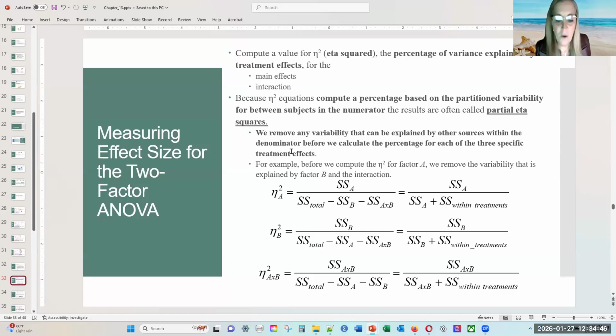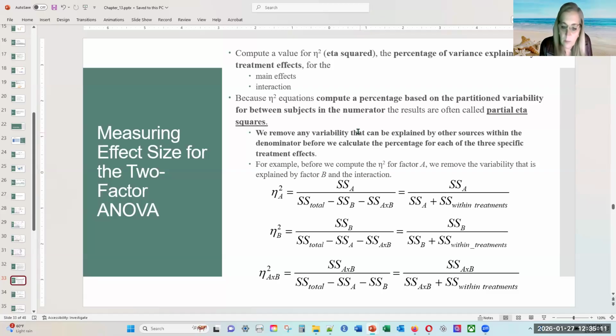All right. I know you probably thought maybe we'd get away with not having to look at effect size for factorial ANOVA, but if that's what you thought, that is not correct. So we also compute eta squared for factorial ANOVA, and that's the percentage of variance explained by the treatment effects. And we do this for main effects and the interaction.